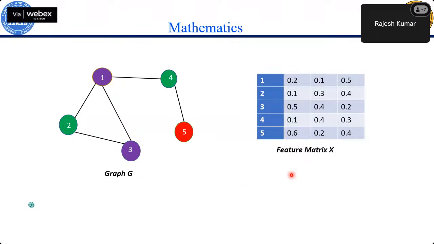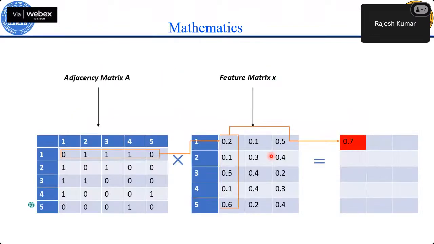Then we have the feature matrix. What is my feature matrix here? The feature matrix here is this one. Node 1 has 3 features: 0.2, 0.1, 0.5. Similarly, node 2 has 3 features, node 3 has 3 features, node 4 has 3 features, node 5 has 3 features. So this is a feature matrix, and we represent it by X. Then the next step, we multiply the adjacency matrix with the feature matrix.